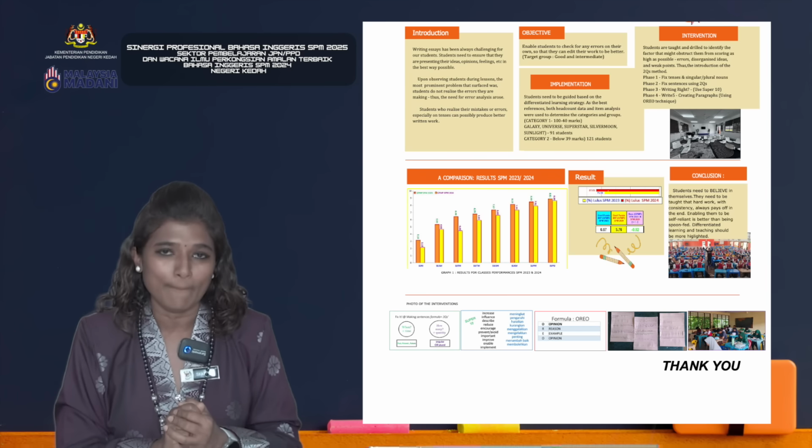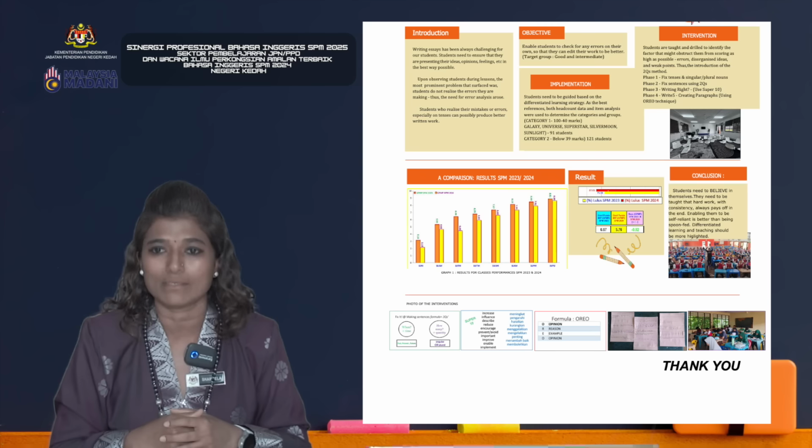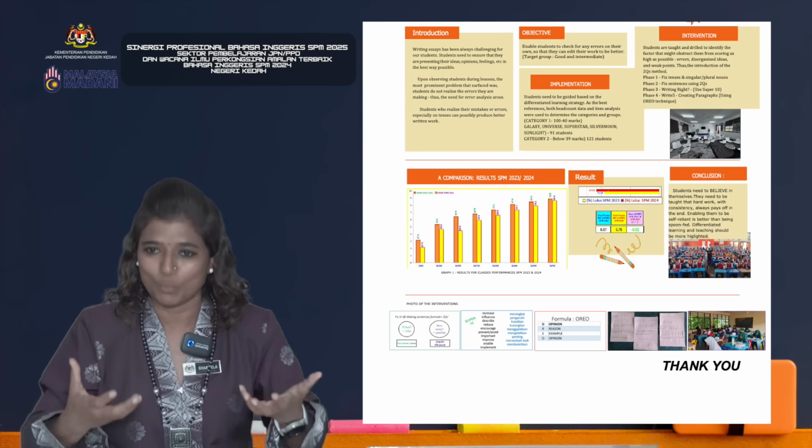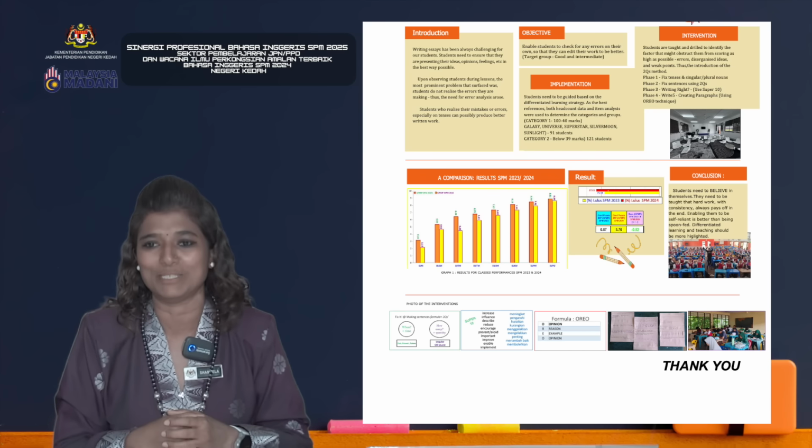And I also found that differentiated learning strategies do work. We have different groups where you pay attention according to your capabilities.